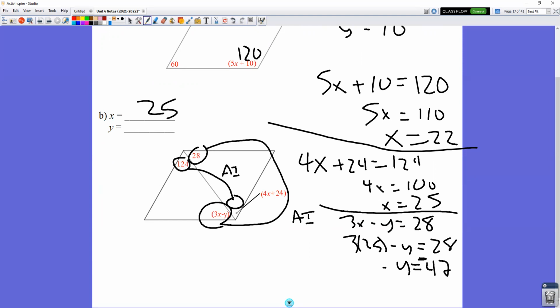It's a negative 47 when you subtract 28 and 75. Well, negative y equals negative 47 means if you divide both sides by -1, that's going to give you a positive 47 for that answer. All right, so that takes care of some of our basic examples on how to use your properties.